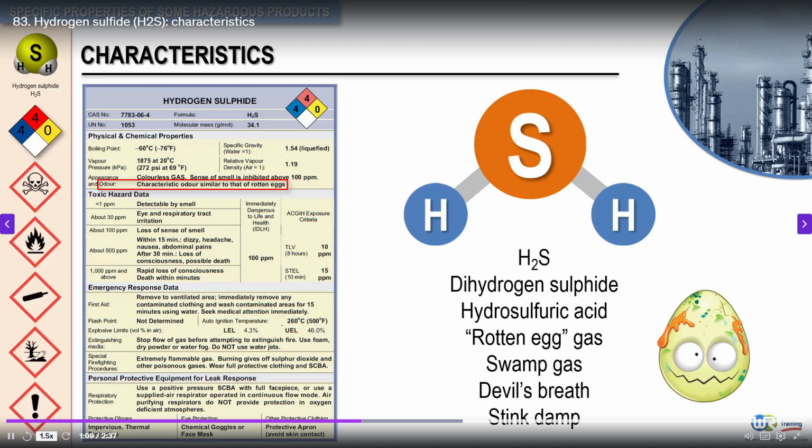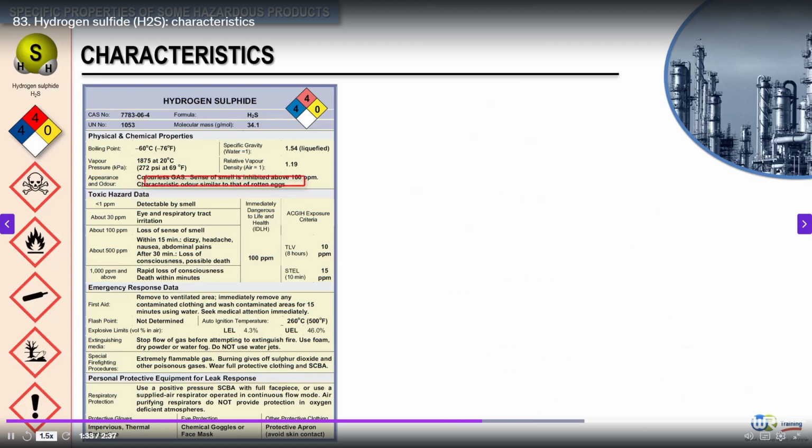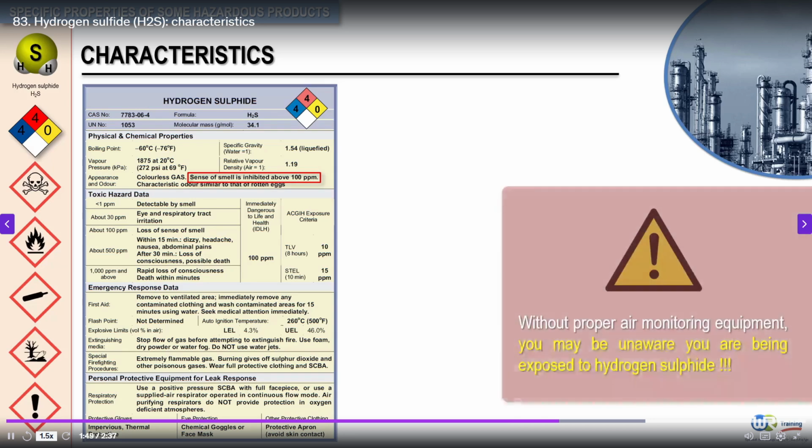At low concentrations, hydrogen sulfide has an unpleasant odor, similar to rotten eggs. As concentrations increase, its smell may turn very sweet, but you can never depend on detecting this odor for your safety. One reason hydrogen sulfide is so dangerous is that it can paralyze your sense of smell. This is called olfactory fatigue, and it can occur very rapidly, especially at higher concentrations, typically above 100 ppm. Without proper air monitoring equipment, you may be unaware you are being exposed to hydrogen sulfide.